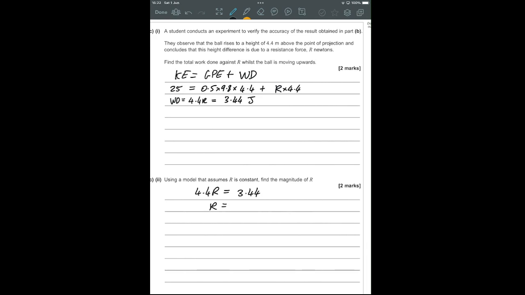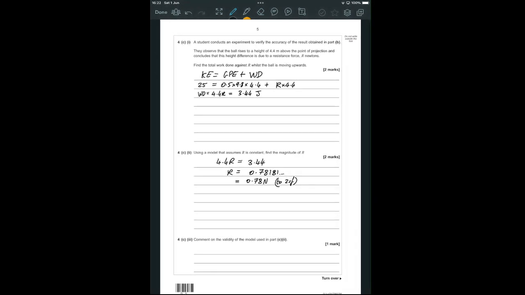Divide that by the 4.4. And we're getting 0.781, and the 8 ones repeat. Like in the first part of the question, I am going to round that to 2 sig fig, because my 9.8 was to 2 sig fig as well. There's a force in newtons.